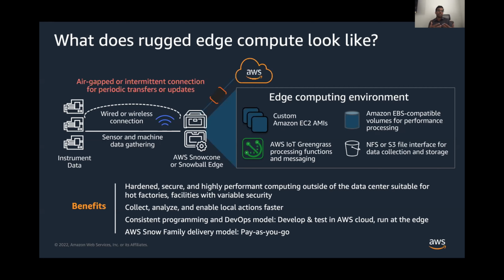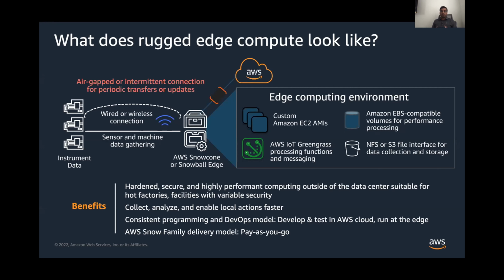To set up the compute application on the device itself, you have two options. You can develop an application on an Amazon EC2 instance, and once validated, you deploy onto the AWS Snowcone or Snowball Edge device. The second option is to develop AWS IoT Greengrass applications. Once developed and validated, likewise, you deploy and run it on the AWS Snow devices. It also provides EBS-compatible volumes for your compute applications, in addition to an NFS file interface for copy and collection of storage on Snowcone devices, right?